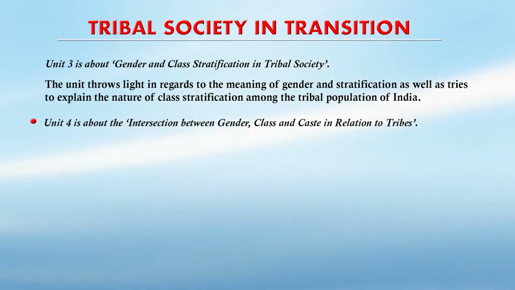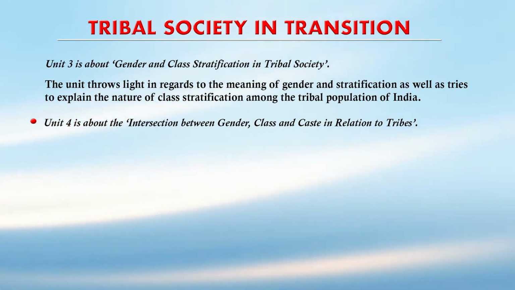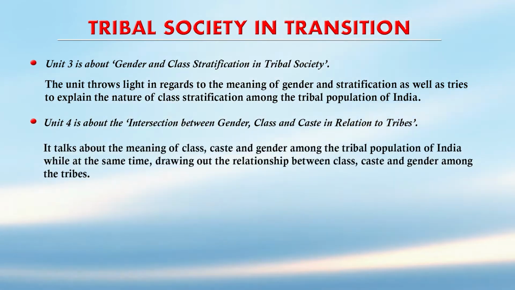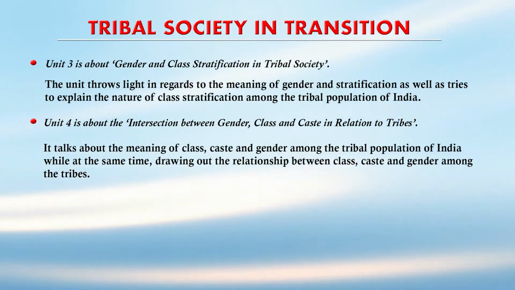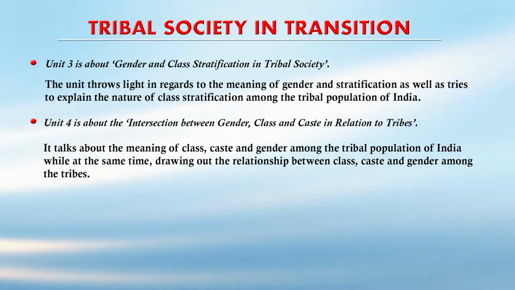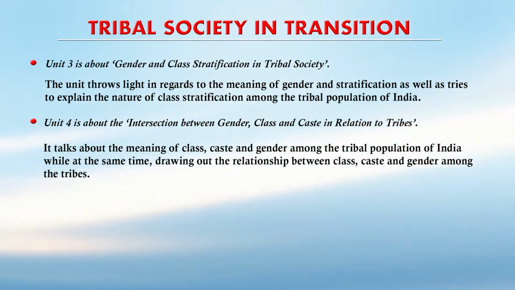Unit 4 is about the intersection between gender, class, and caste in relation to tribes. It will talk about the meaning of class, caste, and gender among the tribal population of India, while at the same time it will draw out the relationship between class, caste, and gender among the tribes.